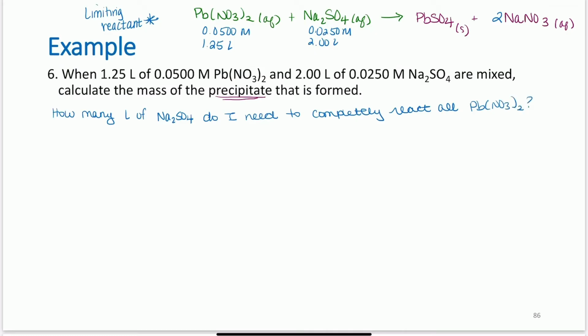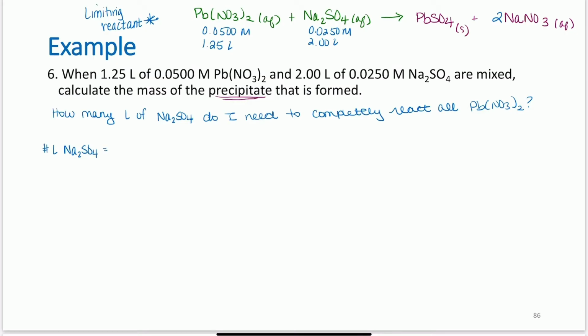I find this path to be the easiest way, even though this is only going to tell me right away what my limiting and excess reactant is. Doing it this way, reacting one to use up all of the other and seeing if you have enough, is the easiest way to identify the limiting reactant, the excess reactant, how much excess is left over, and then do the second calculation to figure out how much product you're actually going to make. So number of liters of Na2SO4 is what I'm trying to solve for.